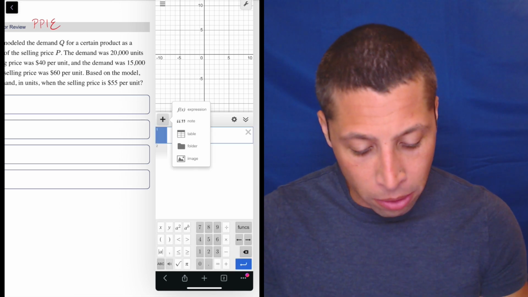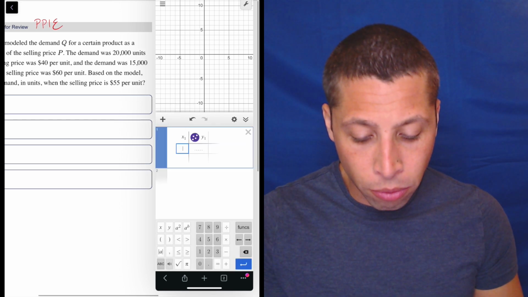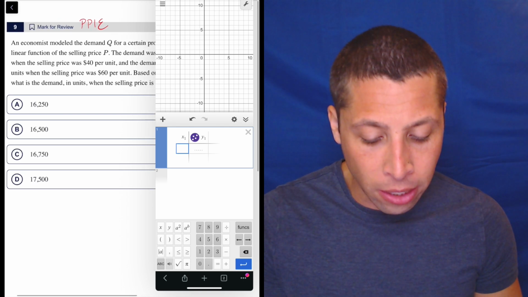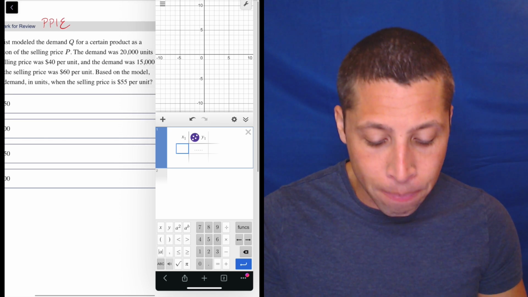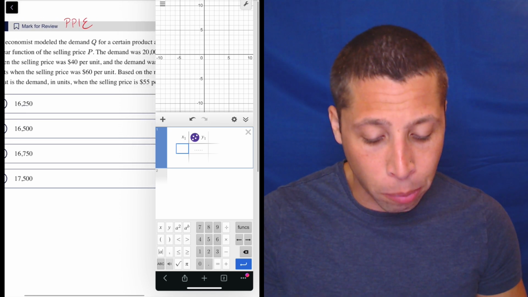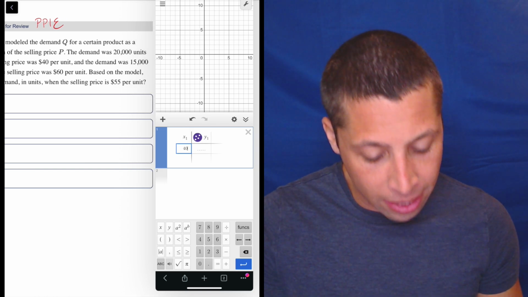So first things first, I would make a table, and I need to have an X and a Y. So the way the story is phrased, an economist modeled the demand Q for a certain product as a linear function of the selling price P, meaning that P is kind of like my X. That's the way to do it. So when they say the demand was 20,000 units when the selling price was $40 per unit, I want to think of that as a point where 40 is my X.